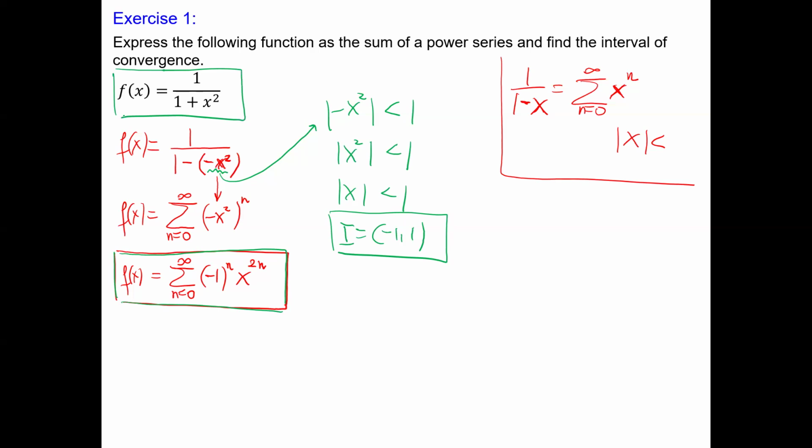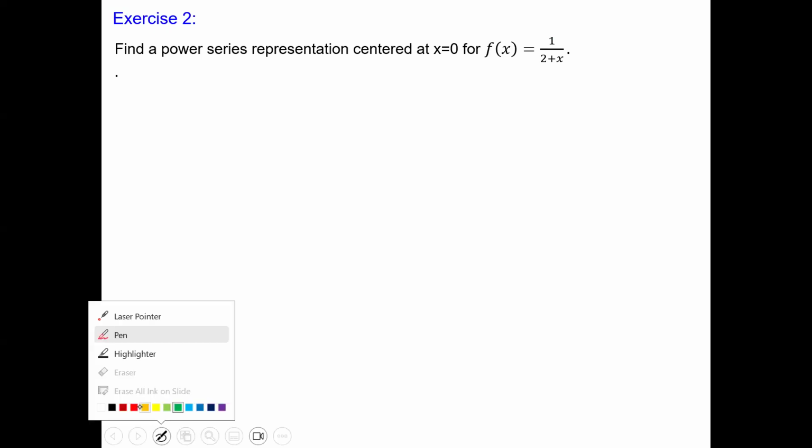Exercise number 2. Find the power series representation centered at 0 for this function, 1 over quantity 2 plus x. Perfect, that means the same thing. We have 1, we do have 2. That means we will factor out 2 because we need to see 1 plus x over 2.